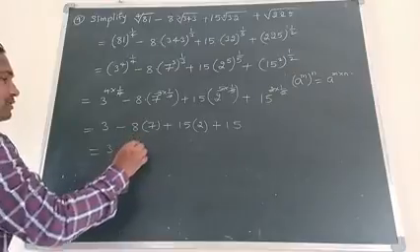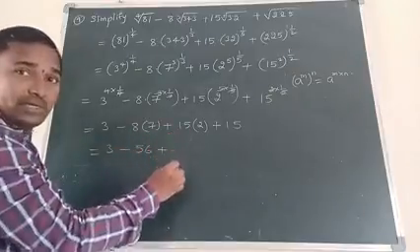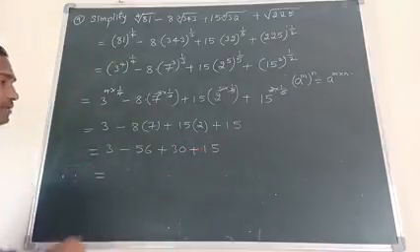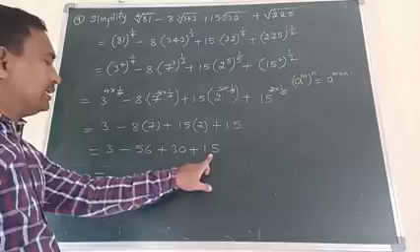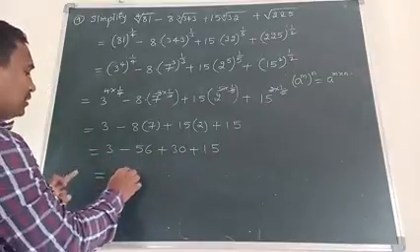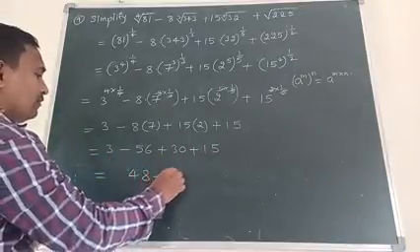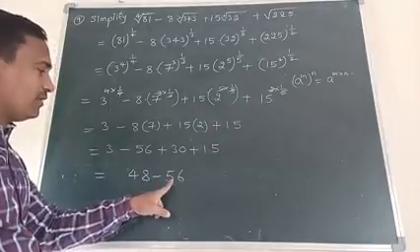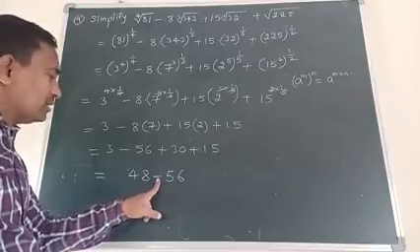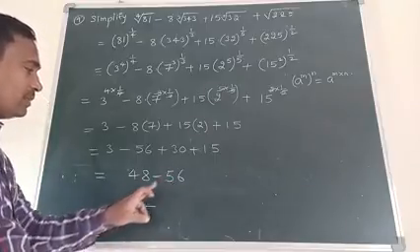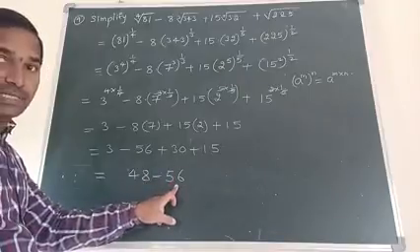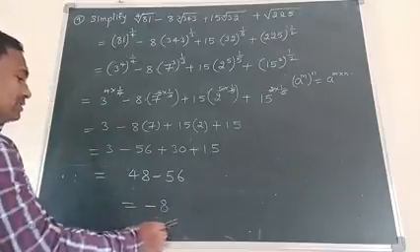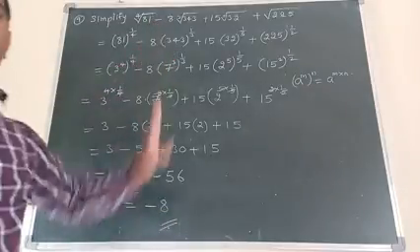So 3, then 8 7s are 56, 15 2s are 30, plus 15. Now add 30 plus 15, 45. 45 plus 3, 48, minus 56. Subtract. Here what is the bigger number? 56, and 56 has the minus sign, so first write minus. Subtract 48 from 56. What will you get? 8. So minus 8 is the value of this given expression.